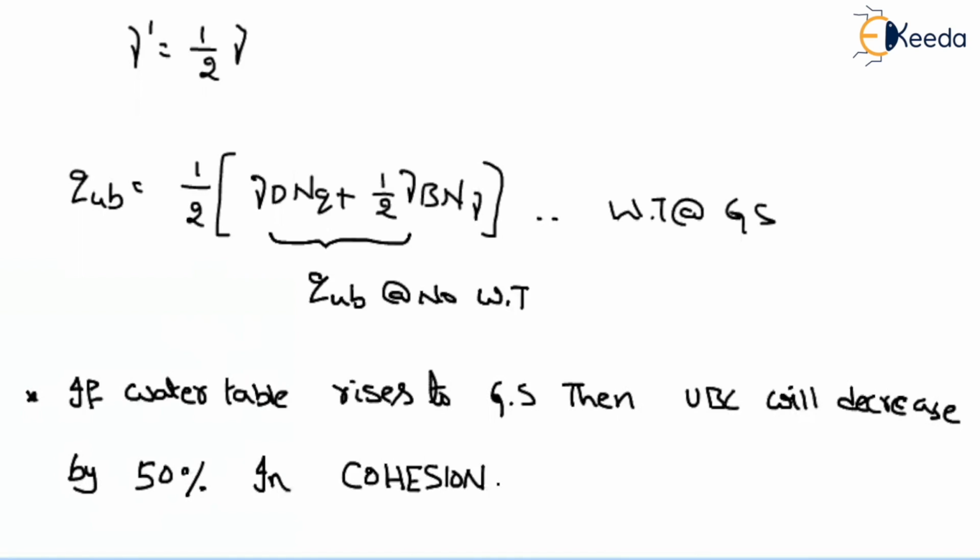This is not applicable for all the soils. This is only applicable for the cohesionless soils. Why? Because we have considered the term c equal to 0. So if there is a cohesionless soil and your water table rises to ground surface, the bearing capacity of the foundation will decrease by 50%. They can ask you one more question. Okay, next.